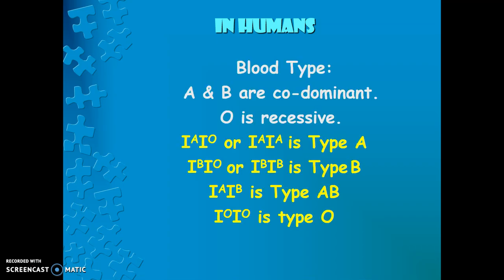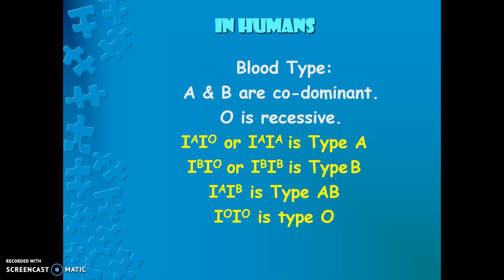A and B are codominant. They are both equally as strong as one another, and codominant means that you see both of them at the same time in the heterozygote. Now, O is recessive to both A and B. So O is recessive, and A and B are codominant.